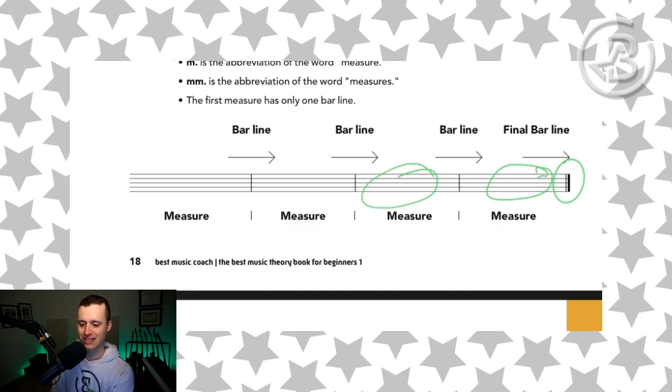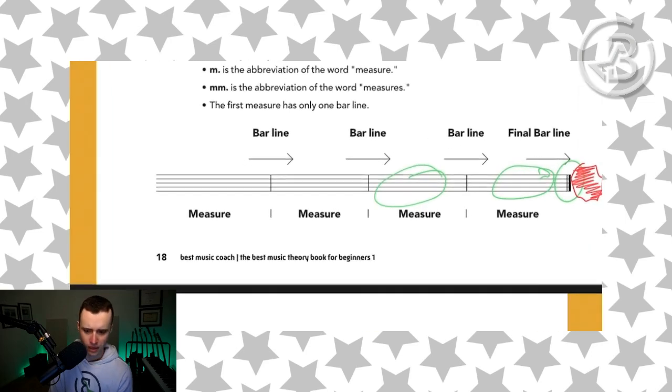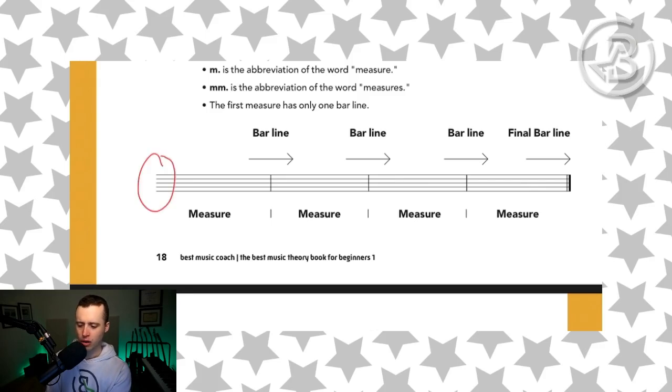The final bar line is like a stop sign. That's saying, hey guys, it's over. Done. Stop. That's the final bar line. The final bar line is the stop sign. It's the red light. It's saying, hey guys, stop. That's it. It's over.